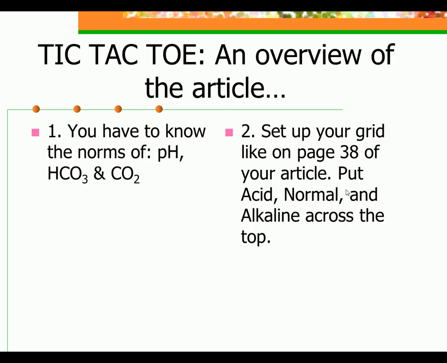Okay? So tic-tac-toe, an overview of the article. You have to know the norms of pH, CO2, and bicarb in order to interpret any ABGs. So write that down. Set up your grid like page 38 of your article. Put acid, normal, and alkaline across the top. Okay? Once you do that, then you simply fill in the answers. So let's just do one of these together so that you feel a little bit more comfortable.